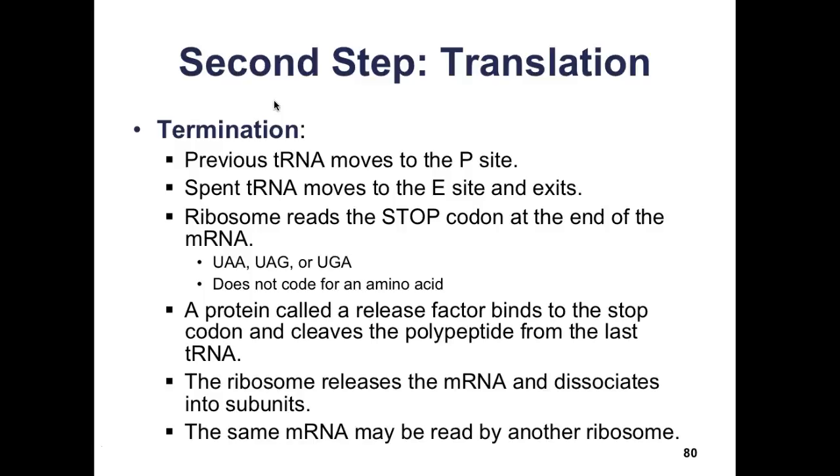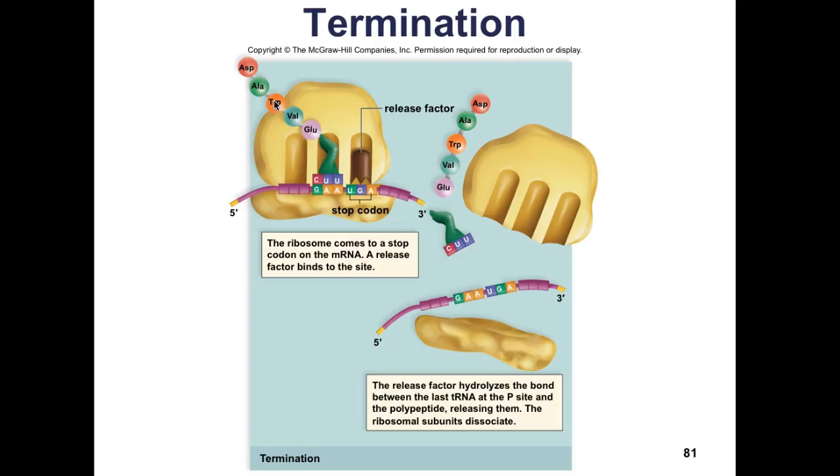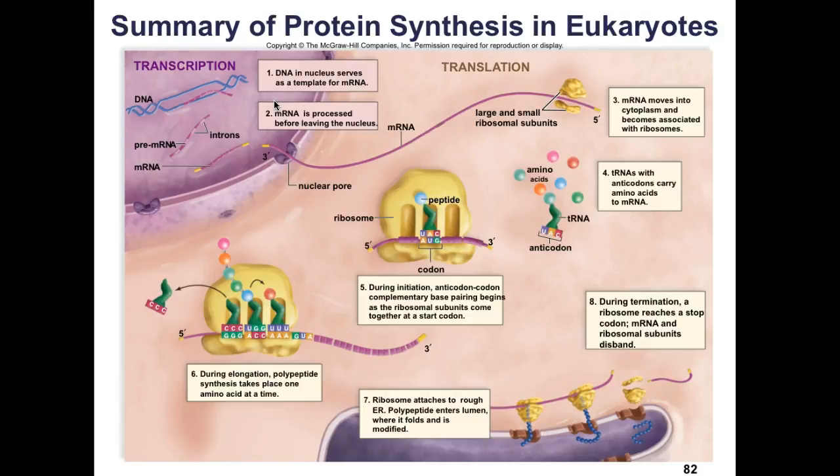The ribosome releases the messenger RNA and dissociates into subunits again. And the same messenger RNA may be read by another ribosome to continue to produce that particular protein. So here you can see termination taking place. So a summary of protein synthesis in eukaryotes is as such. You could read over these steps. They are also diagrammed in your textbook. This is what we just spoke about. It's a little bit more detailed than what we learned in advanced biology, but not too much.